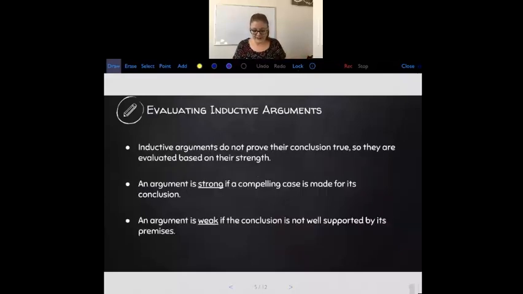Okay. So evaluating inductive arguments. Inductive arguments do not necessarily prove their conclusion, so they're evaluated based on strength. Remember, inductive goes from specific examples to general. So in order for an inductive argument to be strong, you need to have a lot of good quality examples. An argument is weak if the conclusion is not well supported by its premises. So for instance, you have 2 or 3 examples of flying birds, therefore all birds fly. It is not a very strong argument. It's what would be called a weak argument.